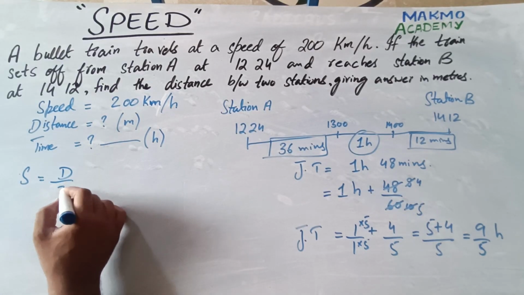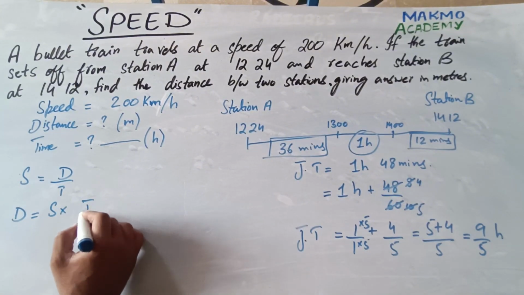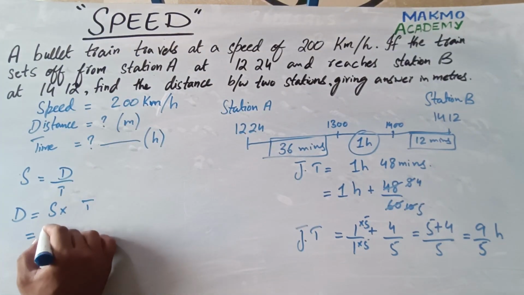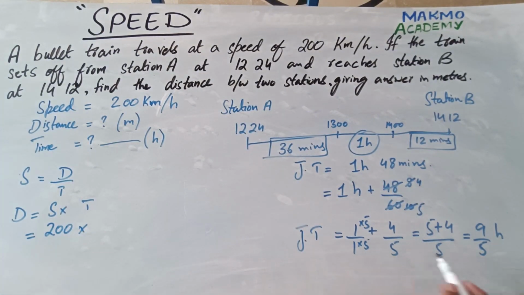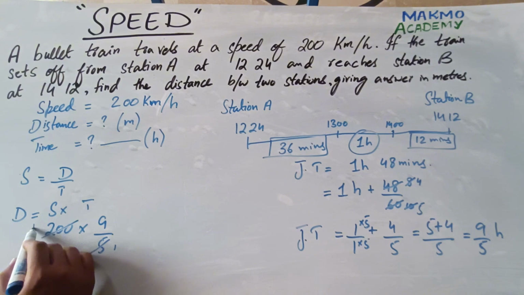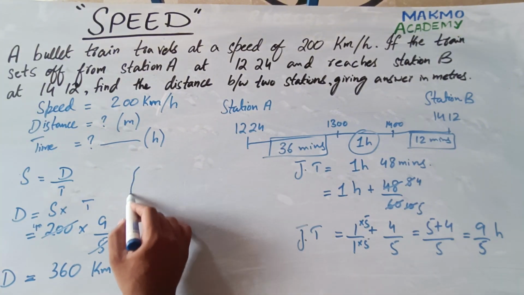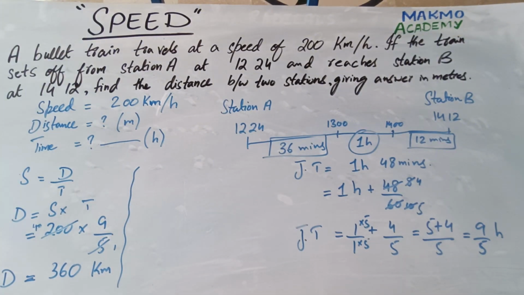So now we know the time, so now we will find out speed is equal to distance upon time. So we need to find out distance is equal to speed multiplied by time. Speed is given 200 multiplied by time taken, which is 9 upon 5. Now we will simplify them. 5 ones are 5, 5 fours are 20 and 0 as it is. Now 4 9s are 36, 360 kilometers.